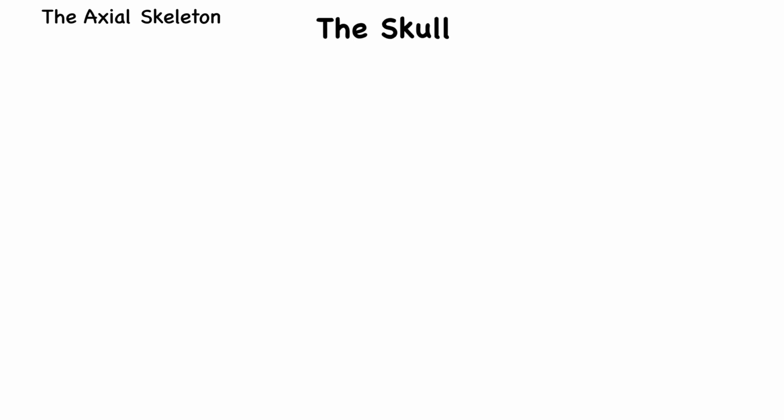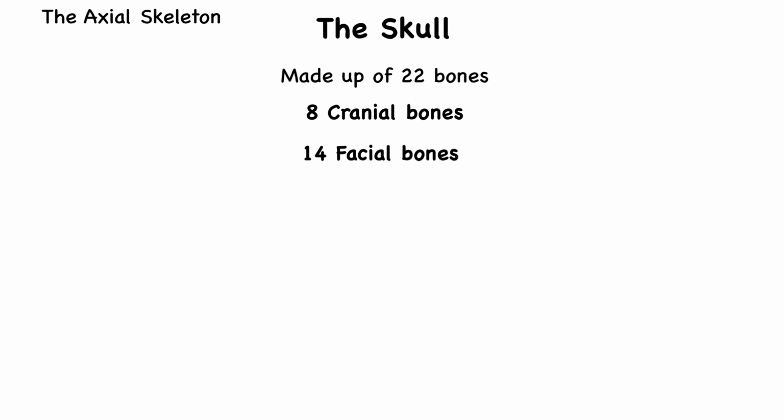Let's start at the top. The skull is made up of 22 bones, grouped into two main categories. Cranial bones, there are 8 of these that form the cranium, which encases and protects the brain. And then facial bones, there are 14 of these that shape the face, house the teeth, and form part of the nasal and orbital cavities.